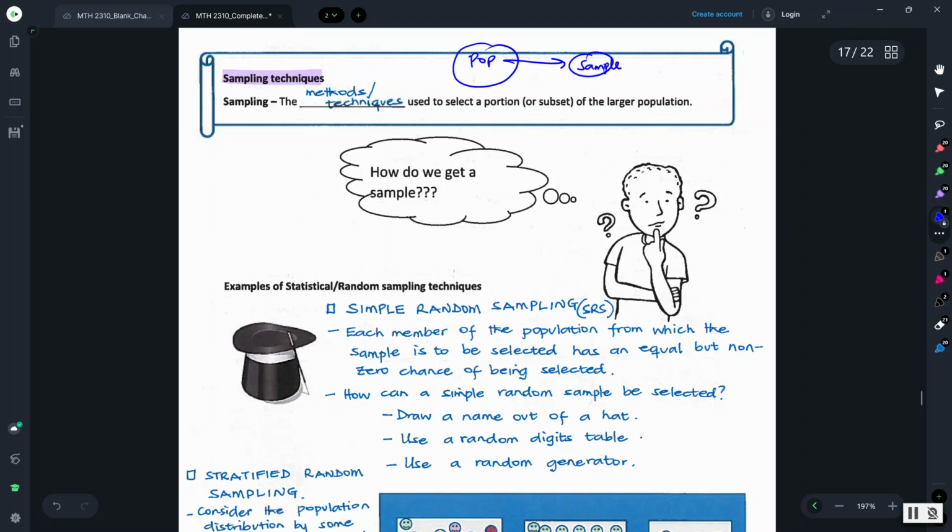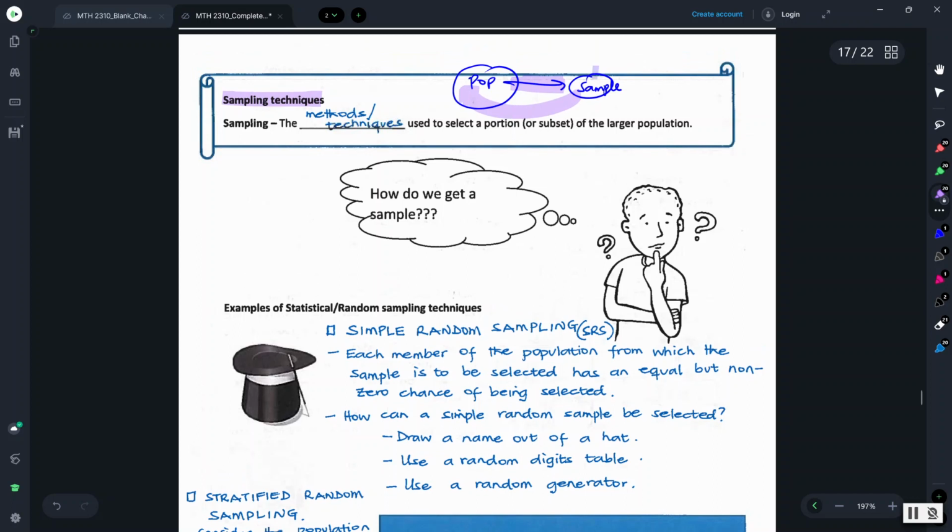But what we have not discussed are the methods of taking a sample from that population in such a way that the sample we have taken is truly representative of the characteristics of that population. So, to begin with, the process or the techniques that are used in statistics to select a portion or fraction or subset of the larger population is called sampling.